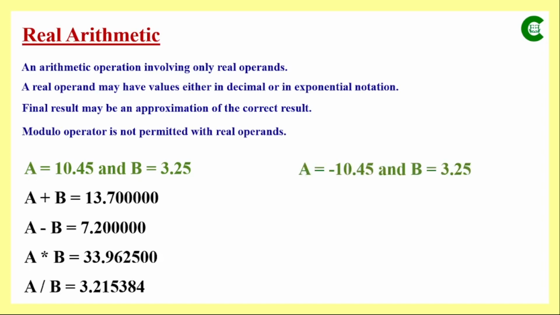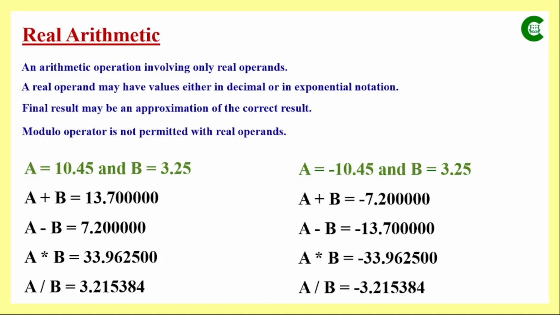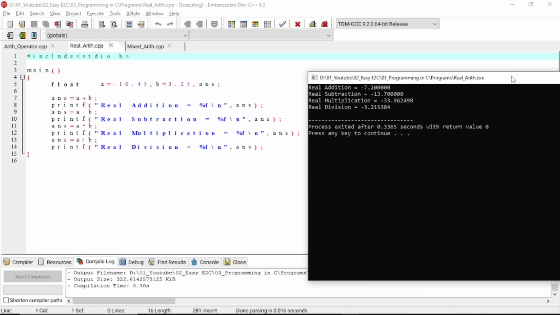Now this is another example where one of the operands we have taken as negative. The same values, only a is negative here. Accordingly, we are getting the result of addition, subtraction, multiplication, and also division. And this is a simple C program that has been written for the second set of real arithmetic operations. Here we are performing addition, subtraction, multiplication, division. These are their results, which is same as the result that we have obtained manually.